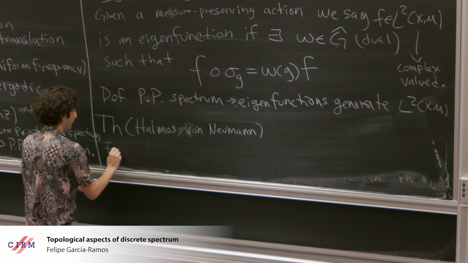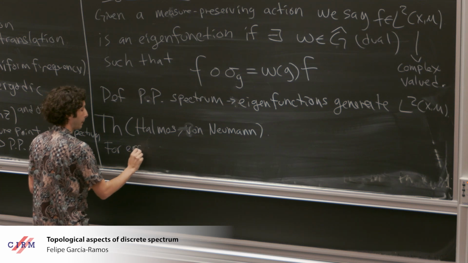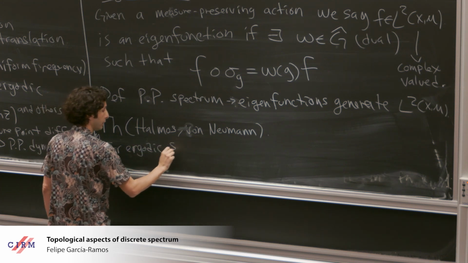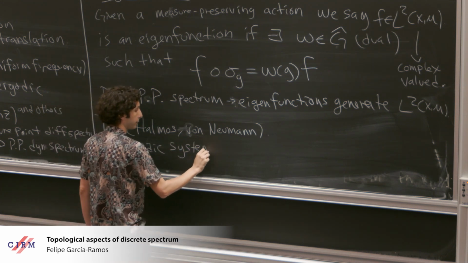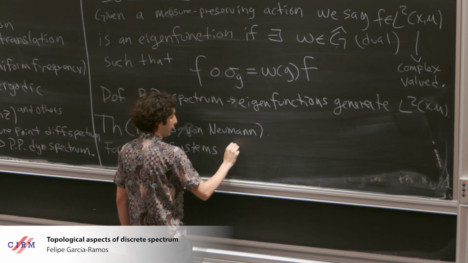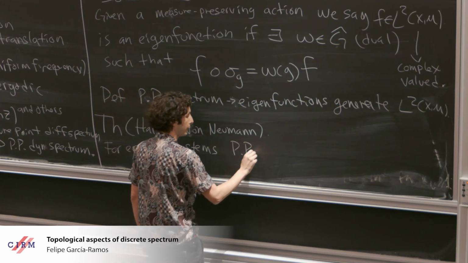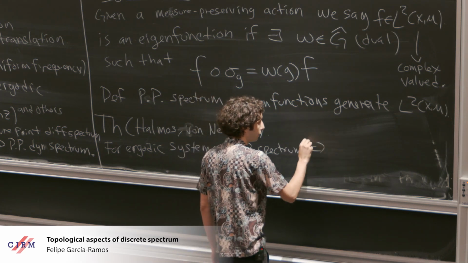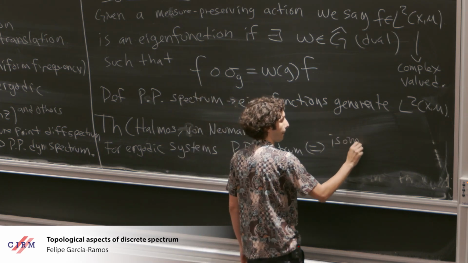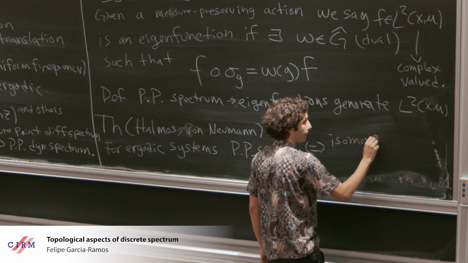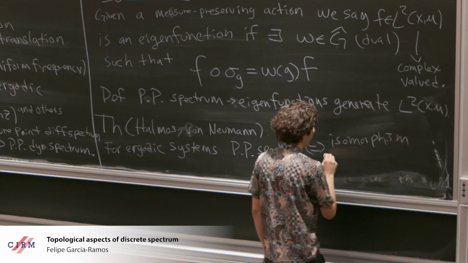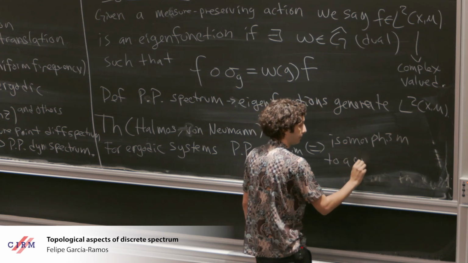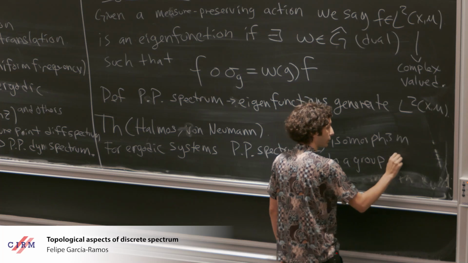So for ergodic systems, pure point spectrum if and only if isomorphism to a group rotation.